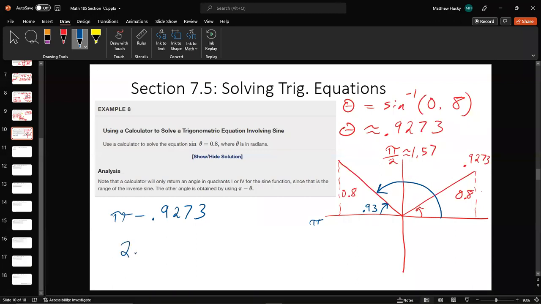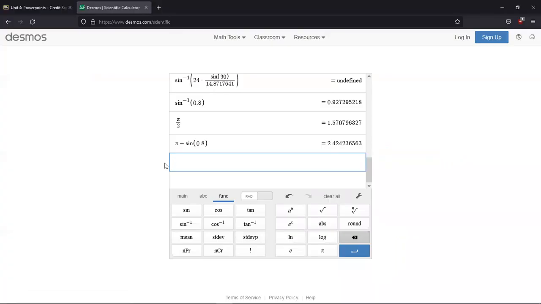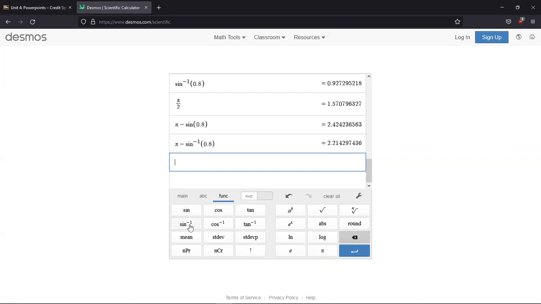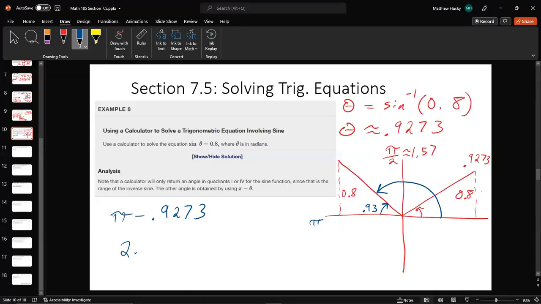You didn't put inverse sine in the calculator. Oh, yes, thank you. Let's try that again. So pi minus sine inverse of 0.8. There we go. So that's actually 2.2143. All right, so 2.2143. So that is the second solution. This is the first solution.